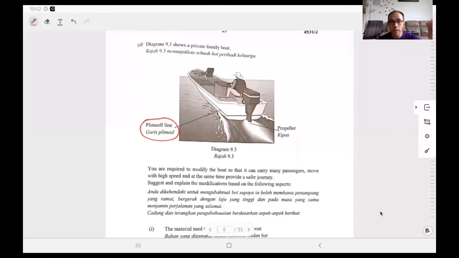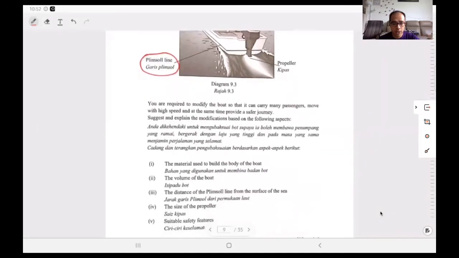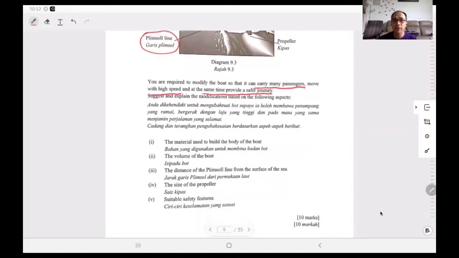So you are required to modify the boat so that it can carry many passengers, move with high speed, and at the same time provide a safer journey. And this question is so kind. They give you all 5 aspects. Wow, so nice. First, the material used to build the body of the boat.